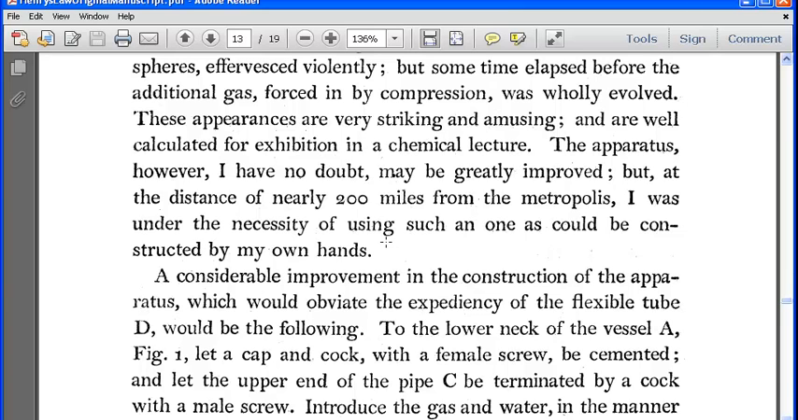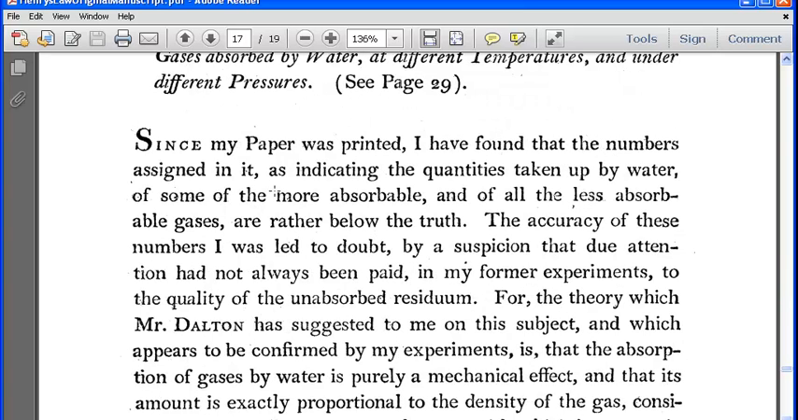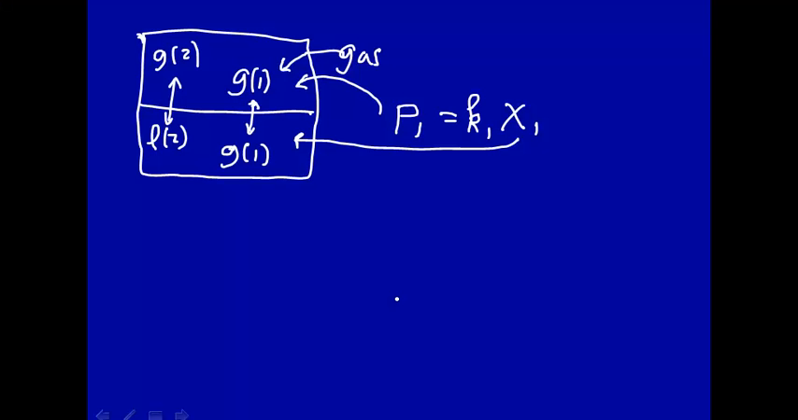And here's another interesting thing. Since my paper was printed, I have found the numbers assigned to it, etc., are rather below the truth. So that's an unusual thing to write in a paper. Nowadays, can you imagine some researcher, after presenting some data, then saying in appendix, oh, by the way, those numbers I just presented are rather below the truth. That's sort of interesting. Anyway, I'll post this paper on Blackboard in case you're interested in reading about it.